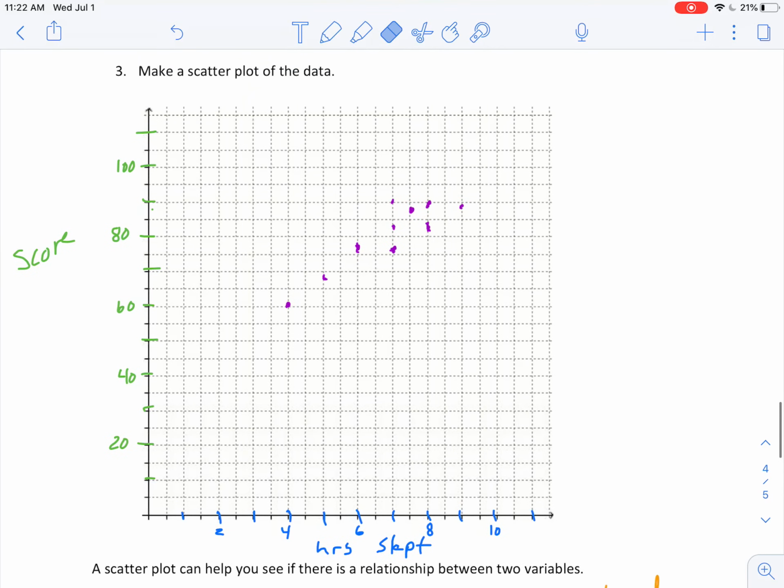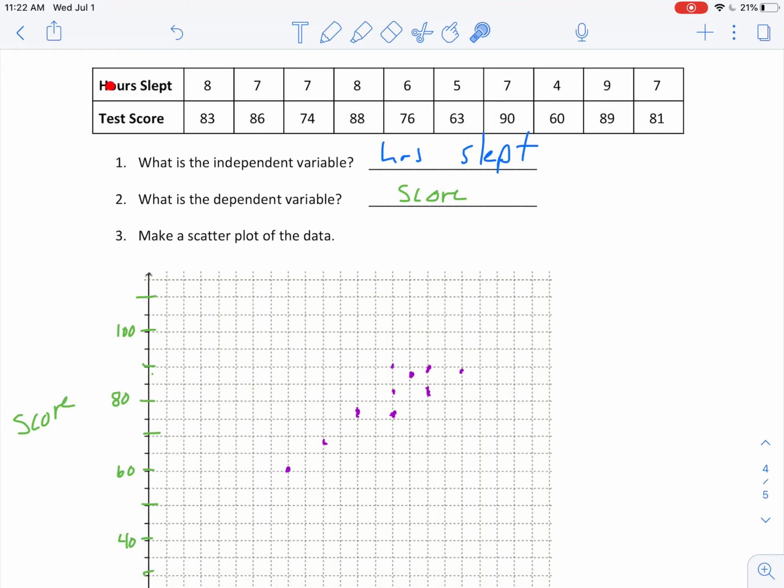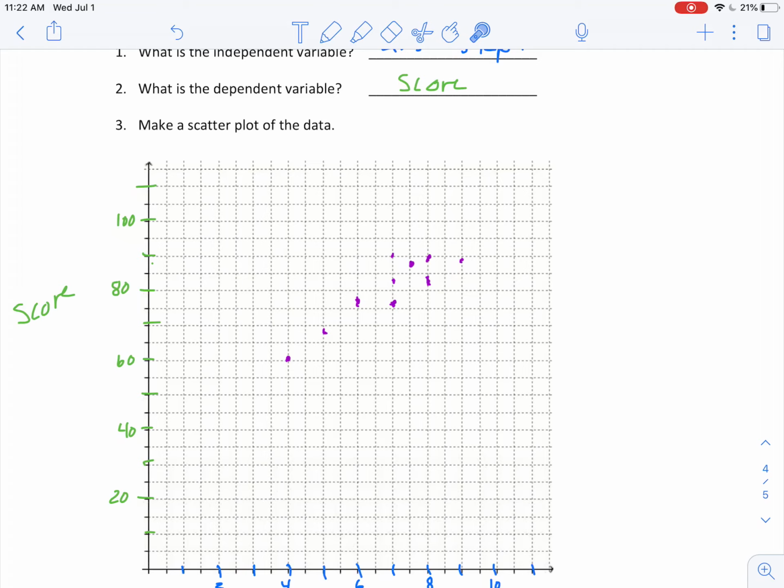Okay, so that would be how to construct the scatter plot: identifying what our independent variable and dependent variable are, creating a scale along the x and y axes, and plotting our information on the scatter plot.